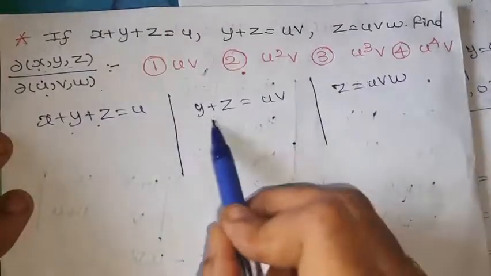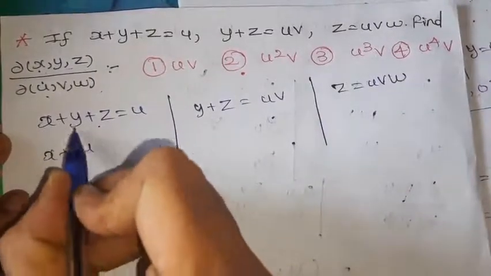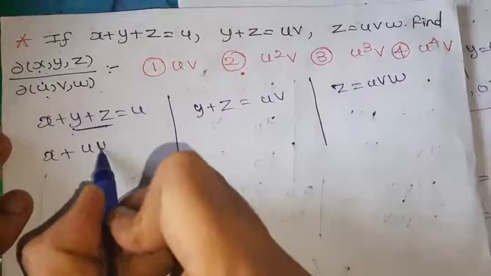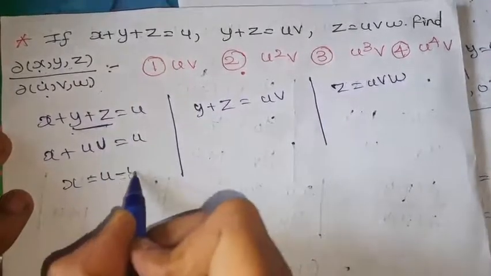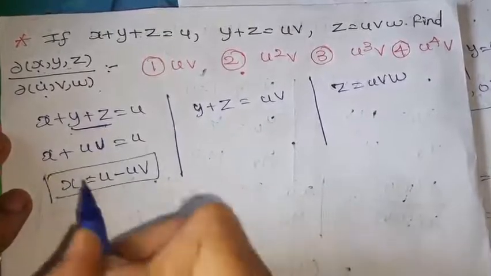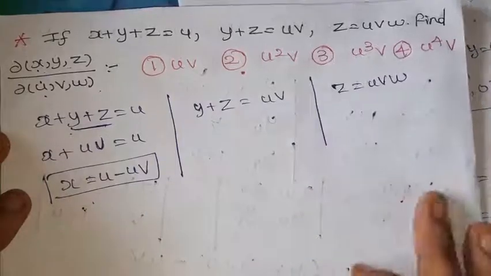So from this, x plus y plus z is given as u. Substitute y plus z equal to uv: x plus uv equal to u. Then what is x? X is nothing but u minus uv. This is the x value. We can get the x value as a function of u, v.